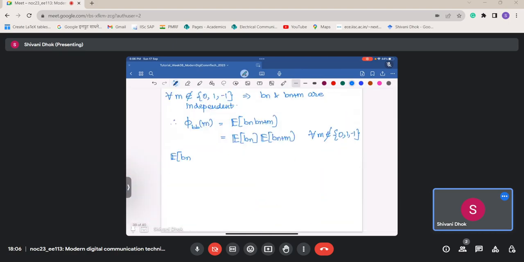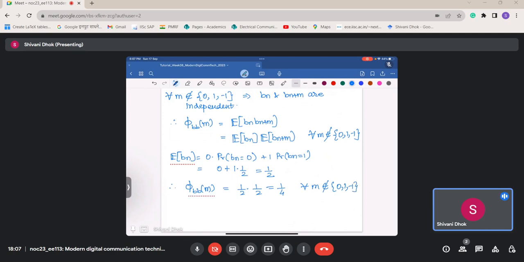So this expectation of bn is simply 0 multiplied by probability that bn equal to 0 plus 1 into probability that bn equal to 1. So this comes out to be 0 plus 1 into 1 by 2, which comes out to be 1 by 2. And therefore this phi bb of m is equal to 1 by 2 into 1 by 2, which is equal to 1 by 4, and this is for all m which does not belong to the set of 0, 1 and minus 1. Okay, now the only case that remains is when m is equal to plus minus 1.